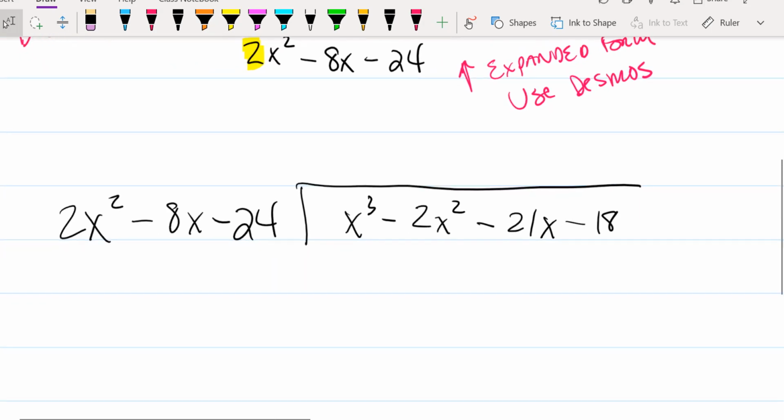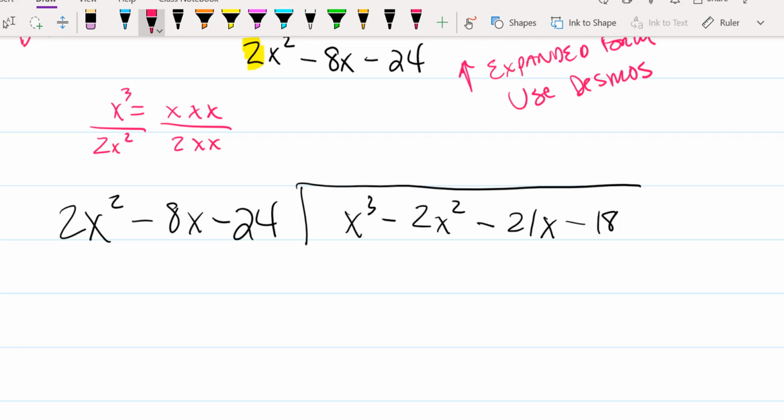Now, when I look at these two terms, in my brain, I'm thinking to myself, x cubed, that's the same thing as 3 x's. And then if I divide that by this term on the outside, just the 2x squared, that would be the same thing as 2 and then x and then x. Now I know these are going to cancel out, they're going to reduce to 1, so I'm just going to be left with x over 2.